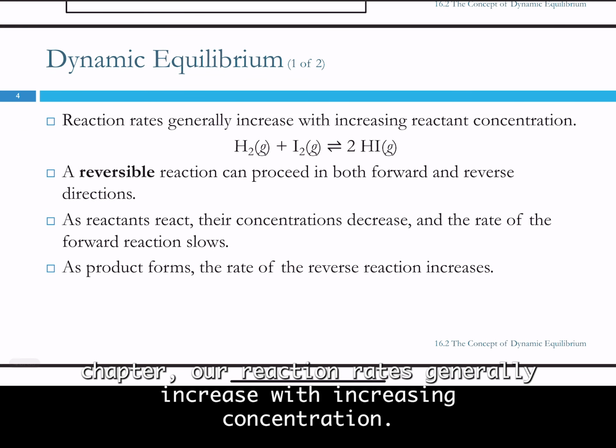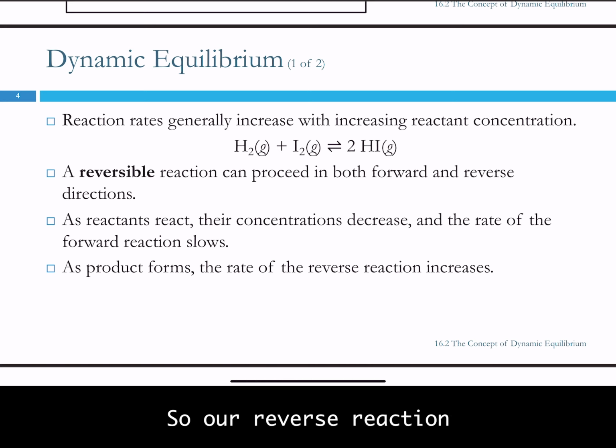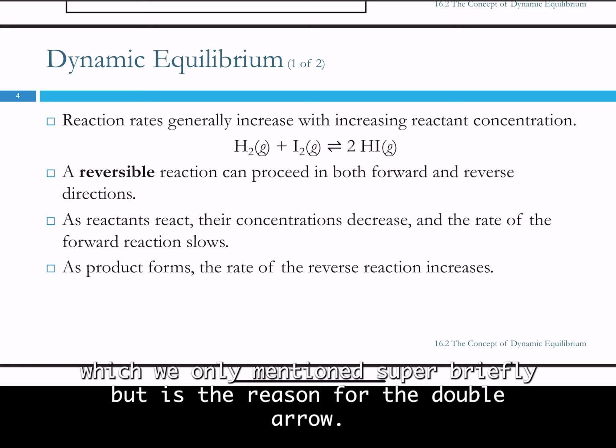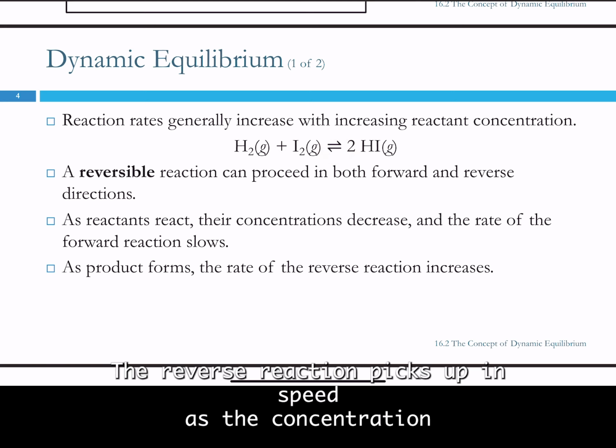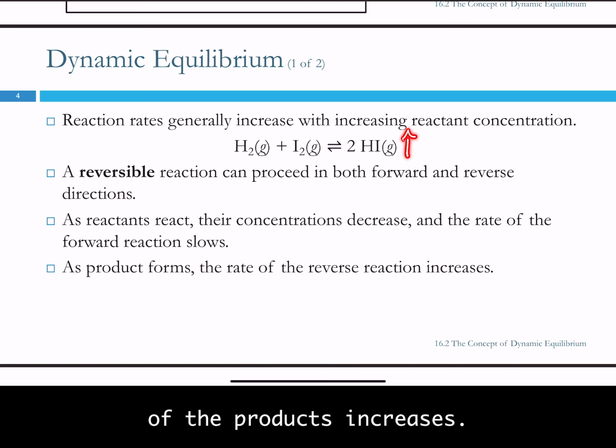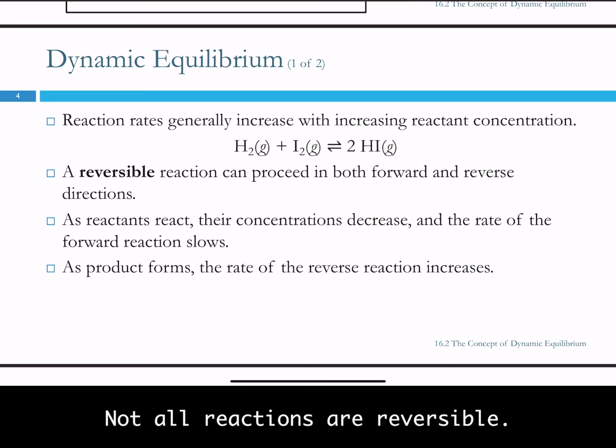As we saw in the last chapter, reaction rates generally increase with increasing concentration. So our reverse reaction, which we only mentioned briefly but is the reason for the double arrow, picks up in speed as the concentration of the products increases. Not all reactions are reversible, but in this case, we do have a reversible reaction.